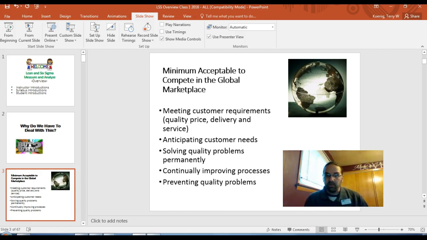So it's meeting your customer requirements on quality, price, delivery, and service, kind of anticipating their needs, solving quality problems permanently, not just at the end of the day, continually improving processes to make them better each and every day, each and every model year, each and every shift, each and every new factory, whatever that entails, and preventing quality problems, not just waiting for the quality problems to arise and putting out the fires. It's preventing them in the first place.